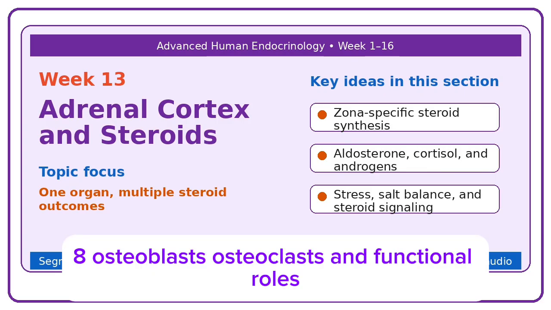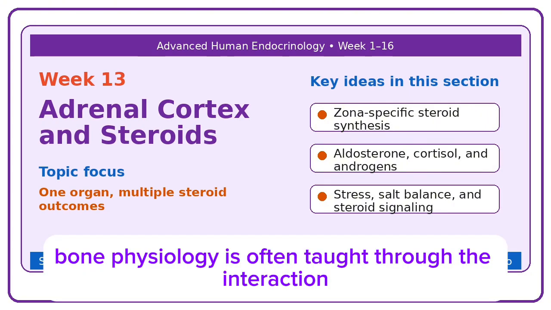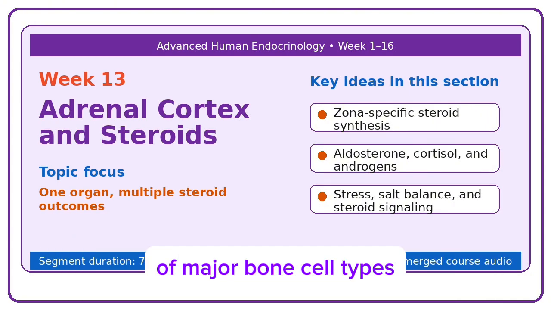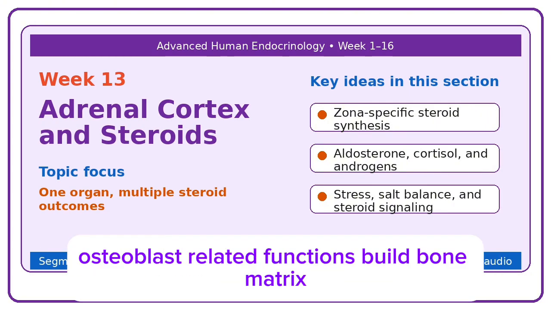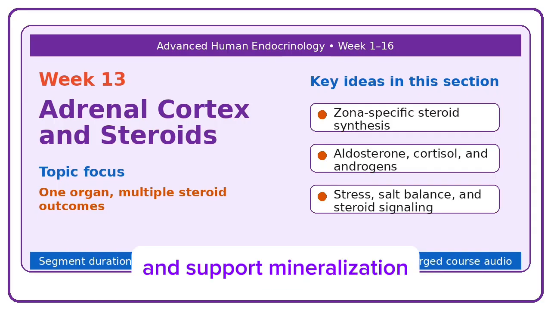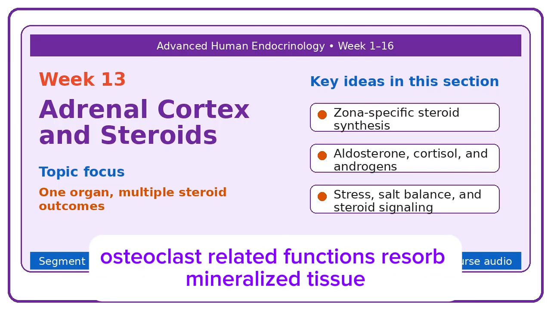8. Osteoblasts, osteoclasts, and functional roles. Bone physiology is often taught through the interaction of major bone cell types. Osteoblast-related functions build bone matrix and support mineralization. Osteoclast-related functions resorb mineralized tissue.